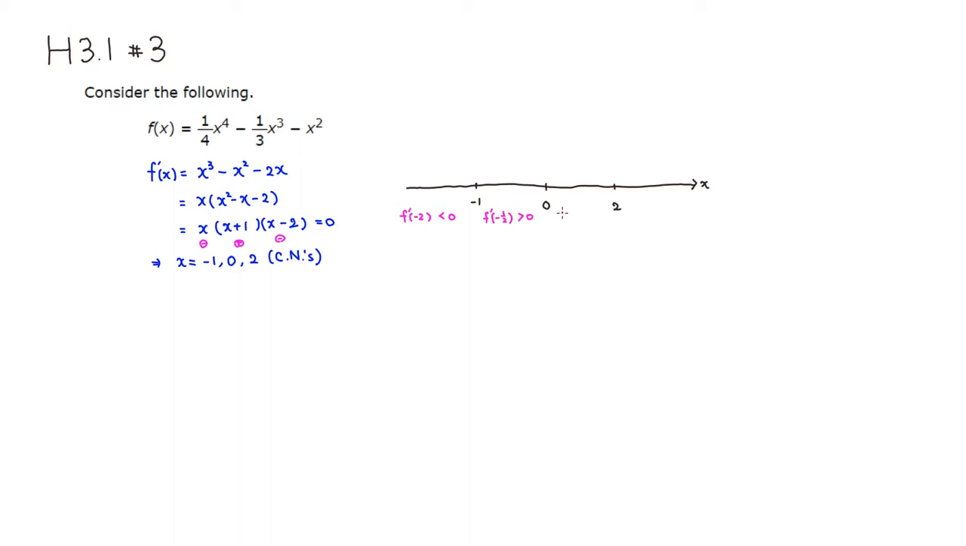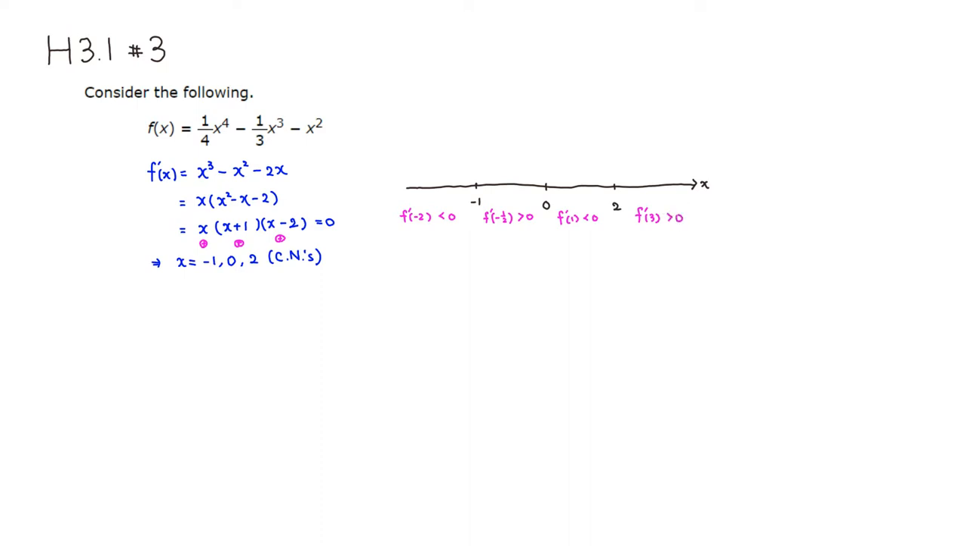Let's try f prime of, say, 1. Now x is positive, 1 plus 1 is positive, 1 minus 2 is negative, so it's going to be negative. For anything bigger than 2, I'll try 3. That's positive, 3 minus 2 is positive, so everything is positive.